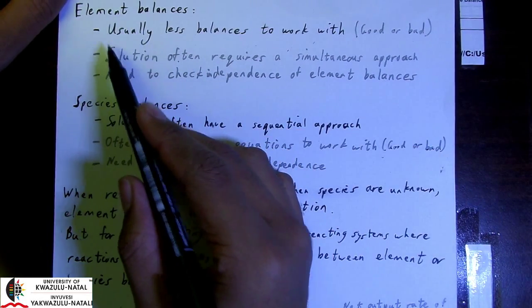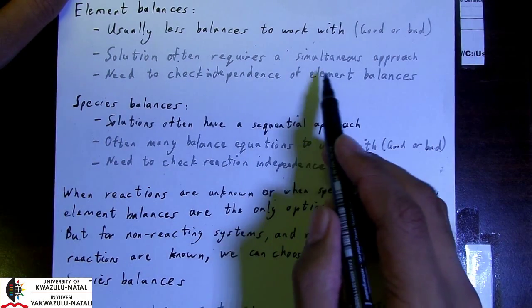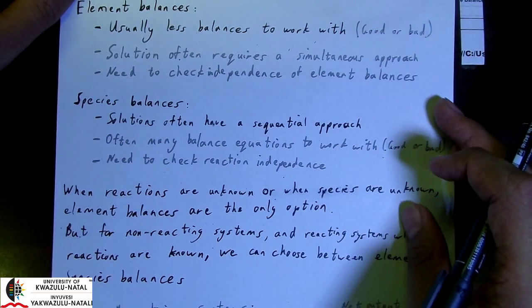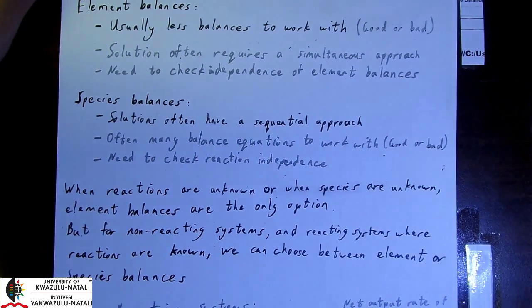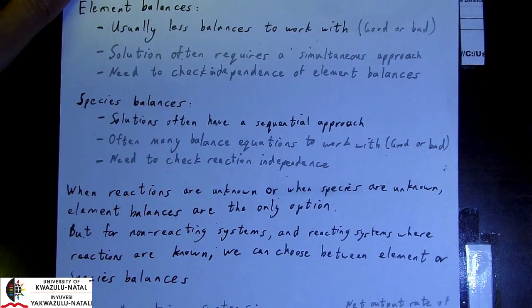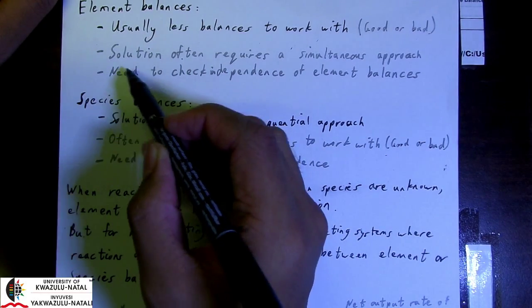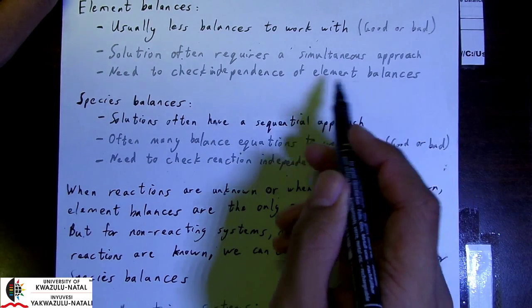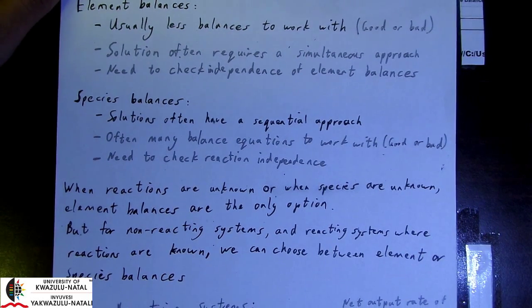The disadvantage of element balances is that the solution often requires a simultaneous approach rather than a sequential approach. So we end up with some complicated balances, and we typically have to put it in a matrix, and it's difficult to reduce that matrix, especially if we are working by hand. And also we have the additional task of needing to check the independence of element balances. We can't simply write out all of our element balances like we can for species balances.